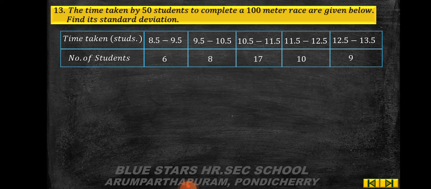Question number 13. The time taken by 50 students to complete a 100-meter race are given below. Find its standard deviation. Time taken by the students is 8.5 to 9.5, 9.5 to 10.5, 10.5 to 11.5, 11.5 to 12.5, 12.5 to 13.5. Number of students are 6, 8, 17, 10, 9.